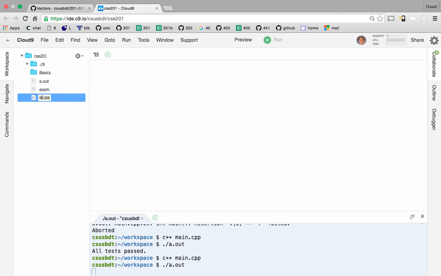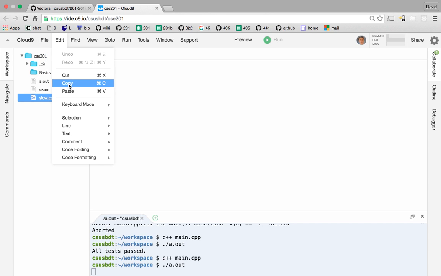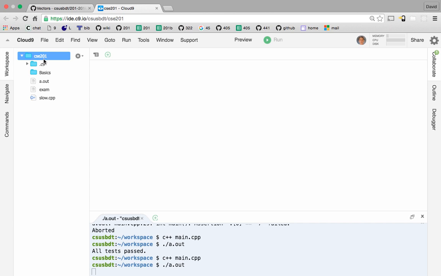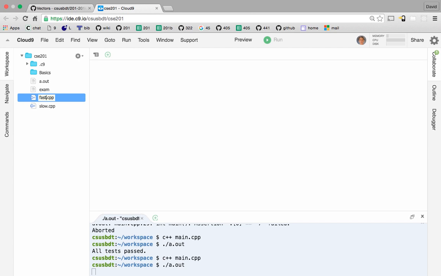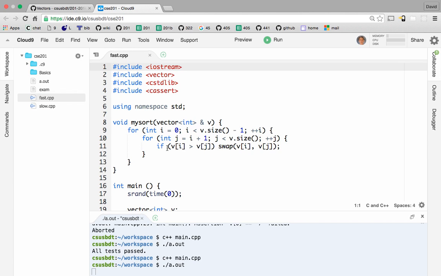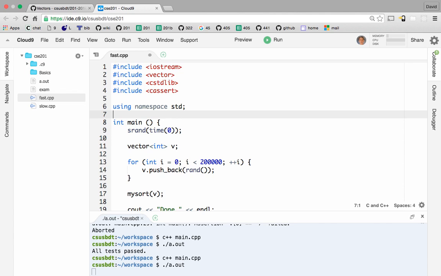I'm going to rename this to slow. It's still running, isn't it? We're not running the source code. I just changed the name of the source code. We're running the executable a.out. And while we're waiting for that to run, let's copy that file and paste in the copy. And I'm going to show you a fast version of this code. Still running down there, isn't it?